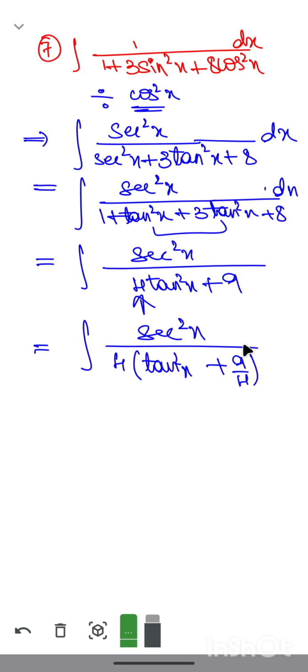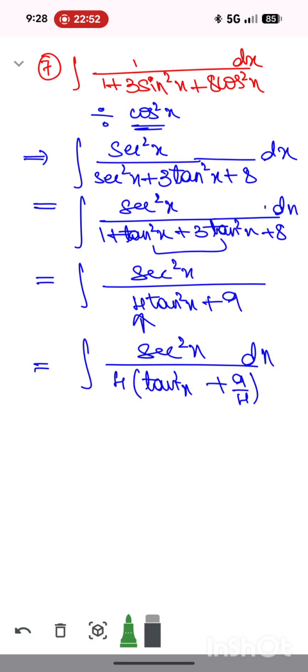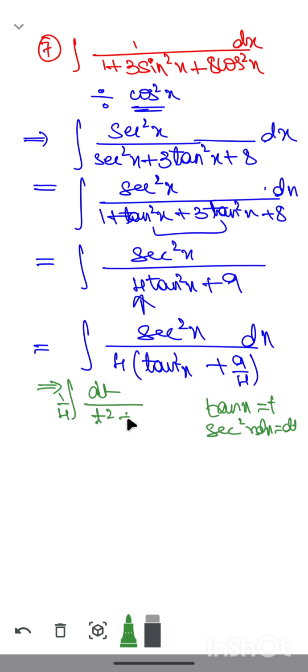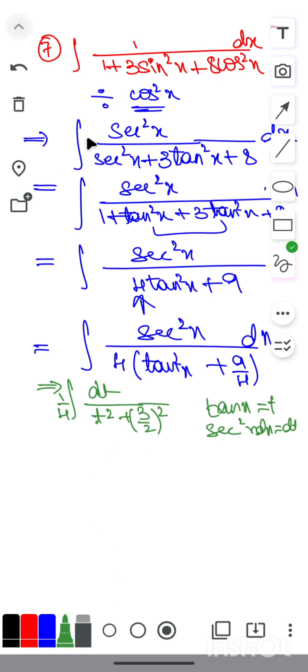Now to find the solution of the given problem, you can take tan x as a substituting variable. Let tan x is equal to t. What is the differentiation of tan x? Secant square x into dx is equal to dt. So the given problem can be written in terms of t using these two steps. Secant square x into dx is nothing but dt. 1 by 4 is a constant, divided by t square plus 3 by 2 the whole square. This is one of the standard formulas.